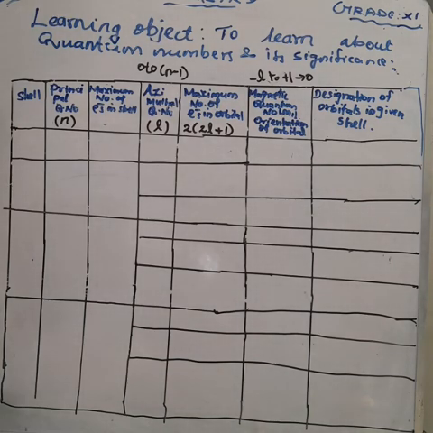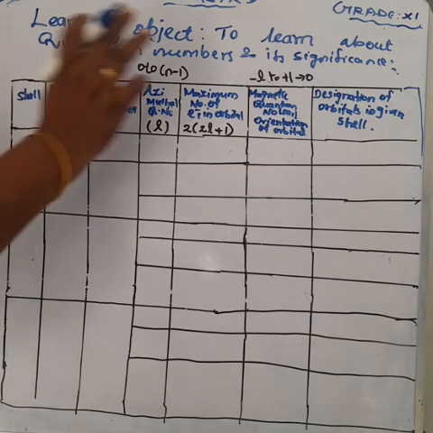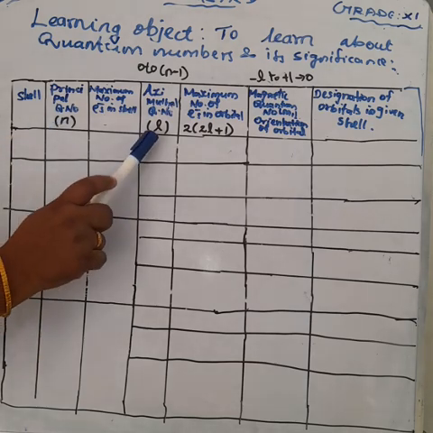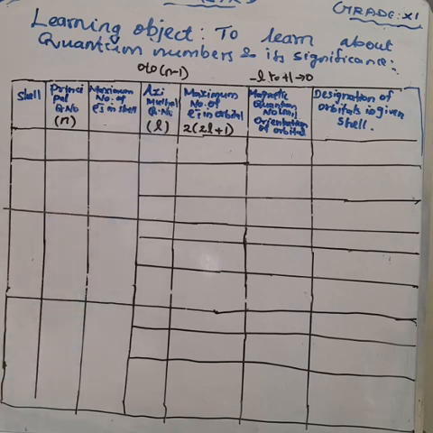Now we are going to study quantum numbers and their significance. What are the four types of quantum numbers? Principal quantum number, azimuthal quantum number, magnetic quantum number and spin quantum number. The principal quantum number is denoted by the symbol n. The azimuthal quantum number is denoted by small l. The magnetic quantum number is denoted by small m l. The spin quantum number is denoted by small m s.